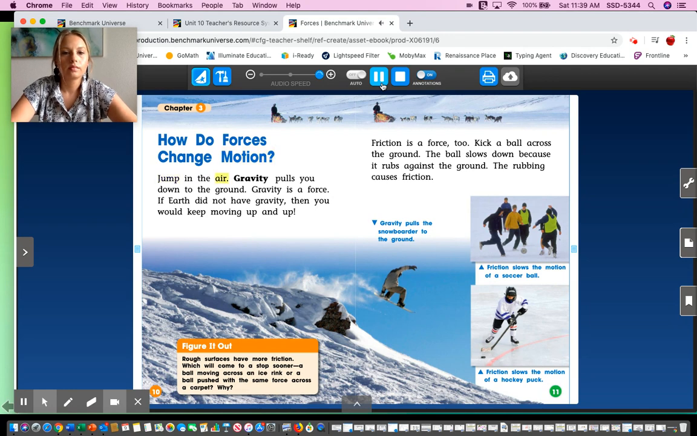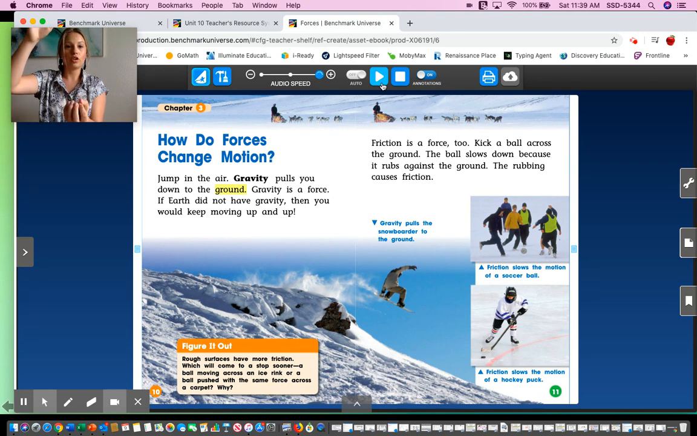So let's check it out. Jump in the air. Ready, set, go, jump. Gravity pulls you down to the ground. Did you start to float or did you come back down to the ground? You came back down, right? Remember what I told you about the lime? If I let it go, it drops because of gravity. If you jump in the air, you drop again, right? You come back down to the ground because of gravity.